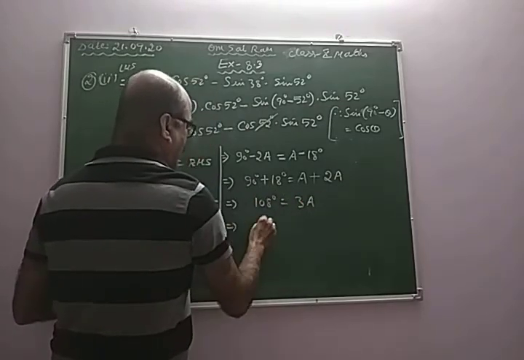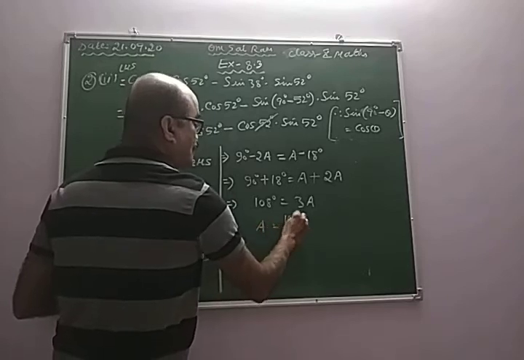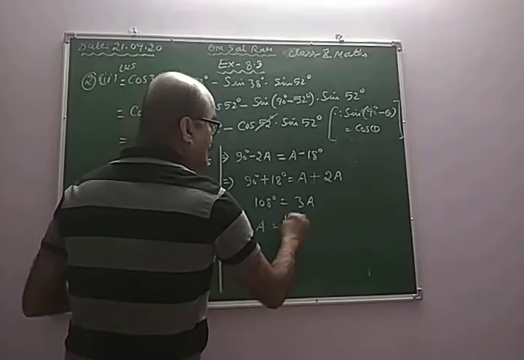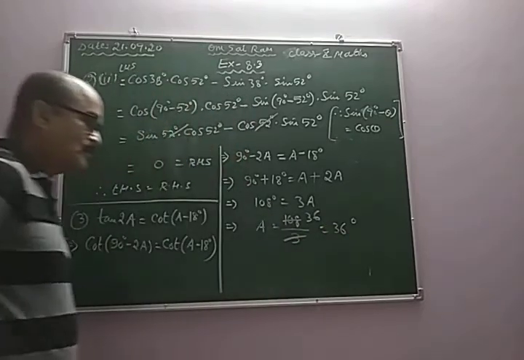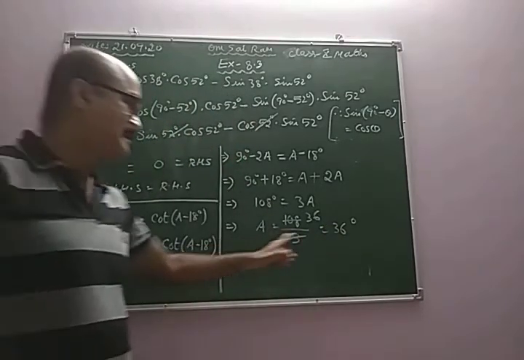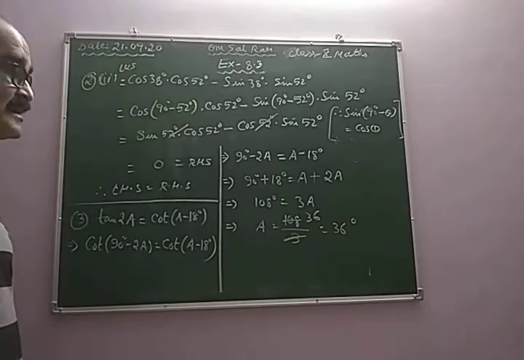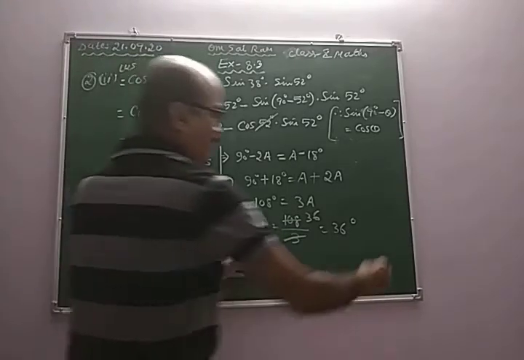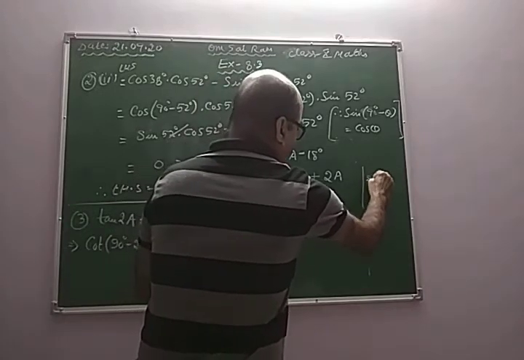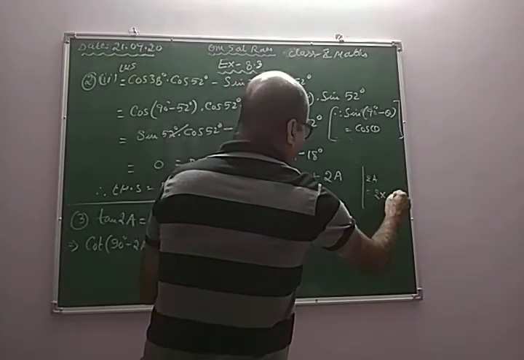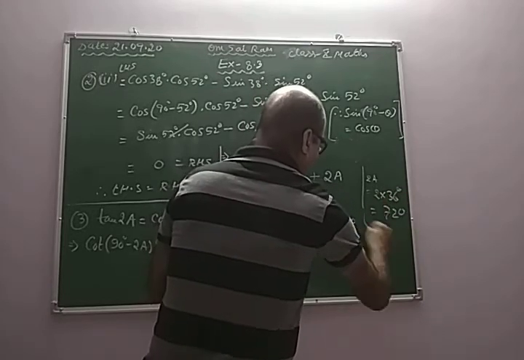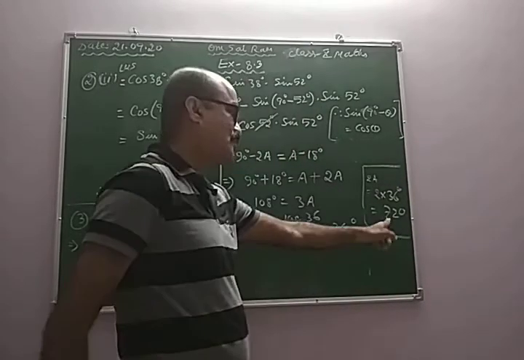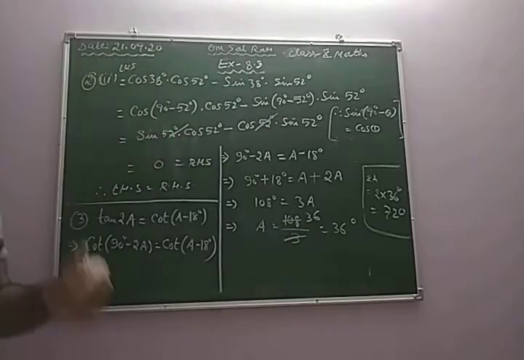So therefore A will be equal to 108 by 3. So 3 3s are 9, 3 6s are 18, that is 36 degree. So the value of angle A is 36 degree, and it is given that 2A is an acute angle. So you can find 2A here. 2A will be equal to 2 into 36 degree, so that will be equal to 72 degree. Right? So what is 72 degree? 72 degree is an acute angle.